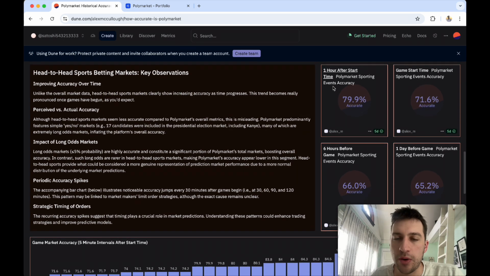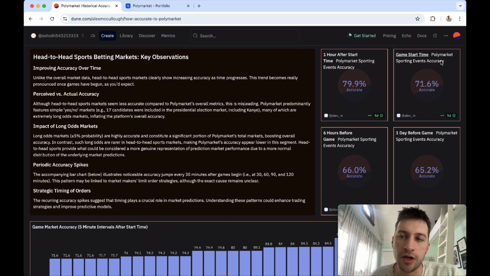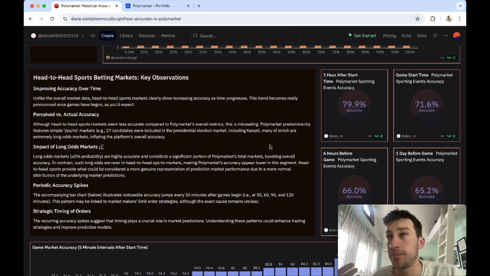So this is 1 hour after, 6 hours before, how often the underdog versus, what's it called, the leader or favorite is going to win the game. So 1 hour after start, what tends to happen to the actual outcome? Well, 1 hour after start time, the leading team, or the team that's more likely to win, wins 80% of the time. Really not surprising.